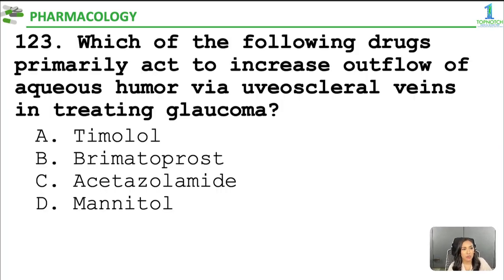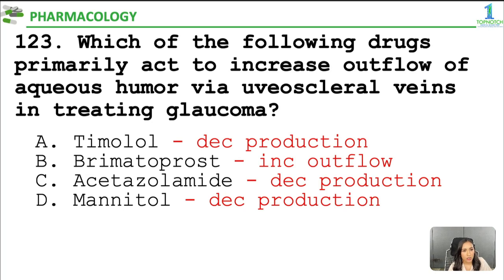Okay? 123. Which of the following drugs primarily act to increase outflow of aqueous humor via uveoscleral veins in treating glaucoma? So all of these drugs are used in glaucoma, but which one is used to increase outflow? Let's look at the choices. Timolol, decrease production. Bimatoprost, increase outflow. Acetazolamide, decrease production. And mannitol, decrease production. So the correct answer is bimatoprost.